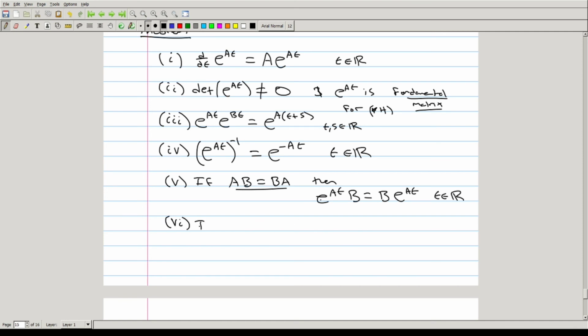Again, if A times B is equal to B times A, then e to the (A plus B) times t is equal to e to the At times e to the Bt for t in R.